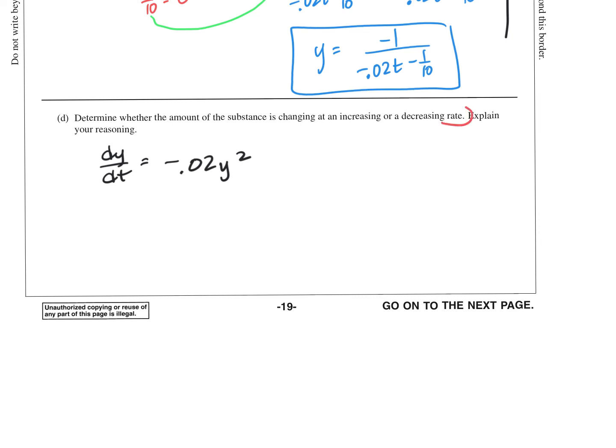Y'all, is that rate increasing or decreasing? Say that again. Oh, you know it. I don't know. Oh, I gotcha.